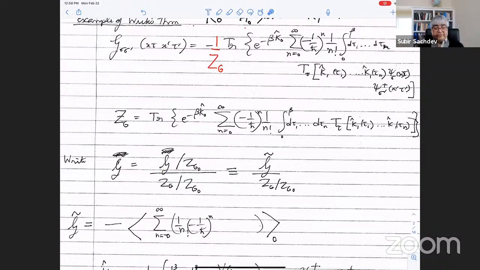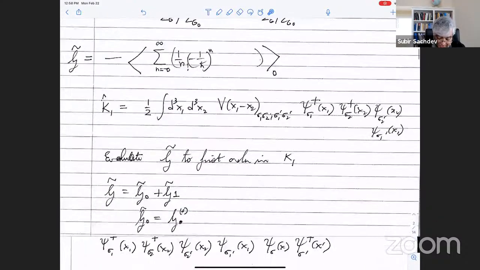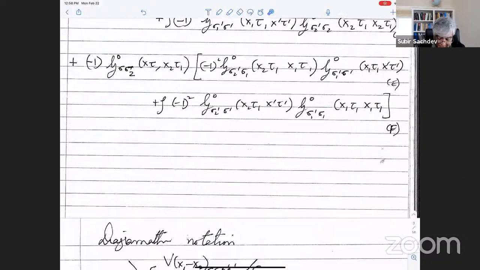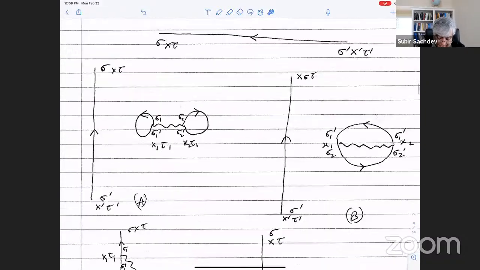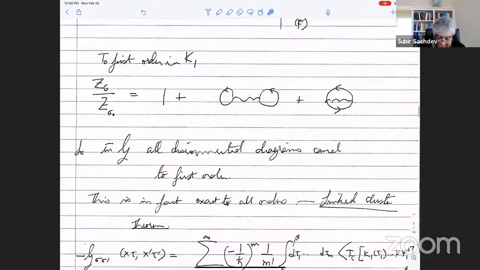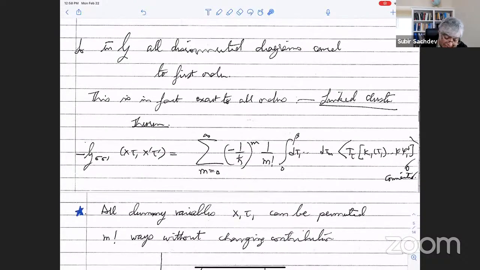And now everything is to first order in V. So if something is first order in V, the denominator is 1 plus V, well, that should be written as 1 minus V. And if you expand it out to first order in V, you find another very beautiful thing happened: all the disconnected diagrams cancel. And this is actually something that happens to all orders. It's called the linked cluster theorem, which I will not prove.